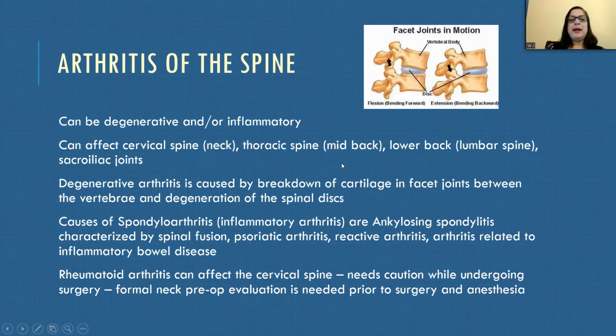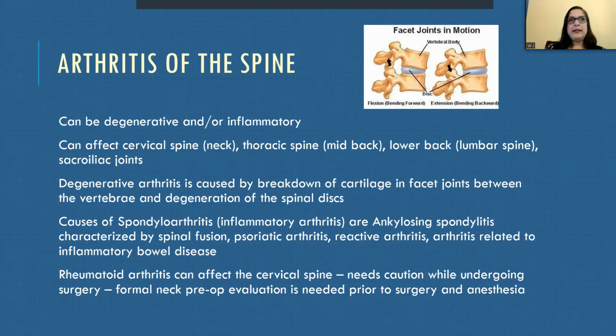It can affect the cervical spine, that is the neck, the thoracic spine, the mid-back, the lower back, the lumbar spine, and the sacroiliac joints. The causes of spondyloarthritis, which is inflammation, are ankylosing spondylitis, which is characterized by spinal fusion and decreased range of motion, also psoriatic arthritis, reactive arthritis, and arthritis related to inflammatory bowel disease like ulcerative colitis and Crohn's disease. Rheumatoid arthritis can also affect the spine, and it needs caution while undergoing surgery.